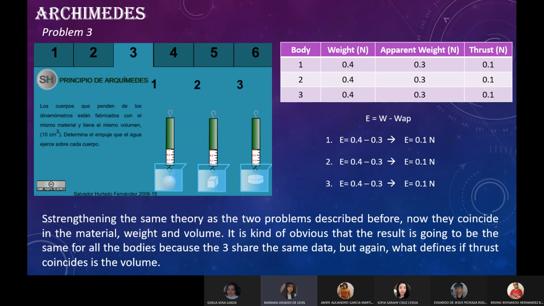So in conclusion, this is the same theory as in the two problems described before. Now they coincide in material, weight, and volume. It's kind of obvious that the result is going to be the same for all the bodies because the three share the same data, but again, what defines if thrust coincides is the volume.